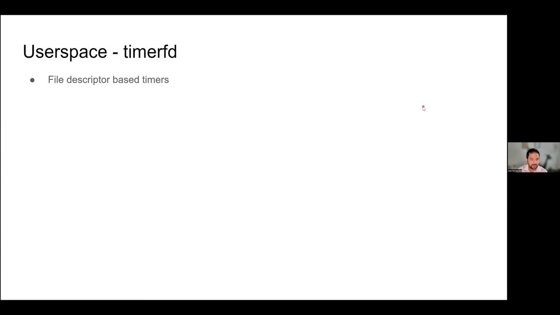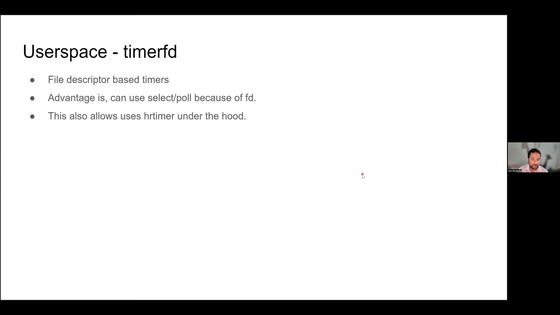Similar to POSIX timers, we have another way of programming timers called timerfd. This is based on file descriptors. Unlike the timer create POSIX timers, which are based on a timer ID number, these use file descriptors. The advantage is you don't need to use signals with timerfd. You can just use select or poll, so programming is a lot easier. This also uses HR timer under the hood. Feel free to look at the docs to see how to use timerfd. But the main difference between timerfd and POSIX timers is that timerfd deals with file descriptors.